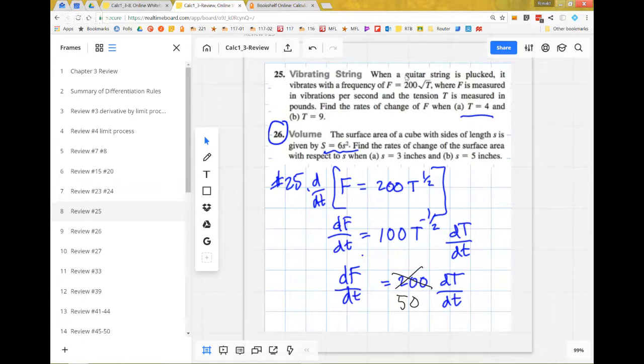and they're talking about time here. So this is one of those implicit problems where we have to differentiate the whole thing with respect to time. Okay, so we differentiate f with respect to time, df dt. Here we can do the power rule. 1/2 times 200 is 100. Reduce power by 1, t to the negative 1/2.